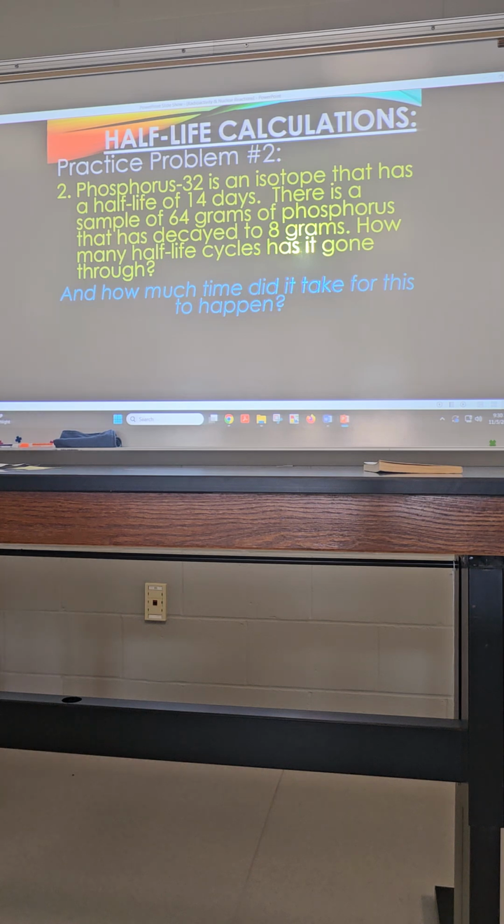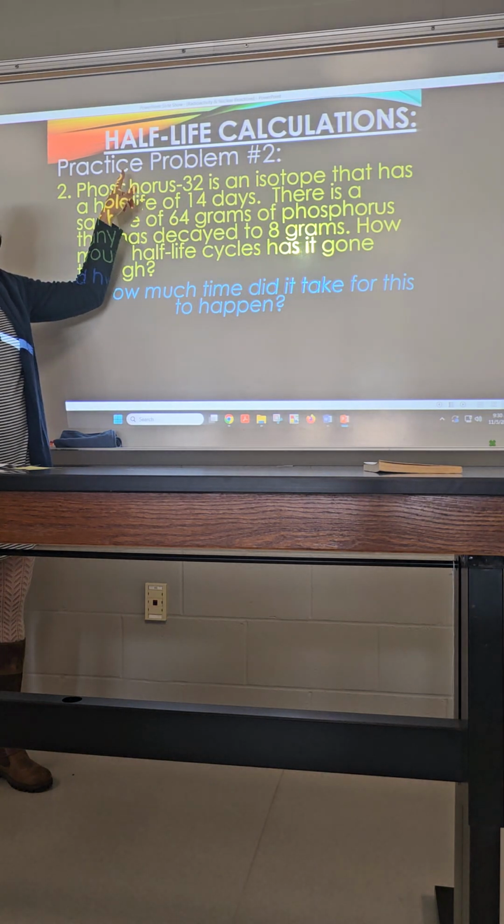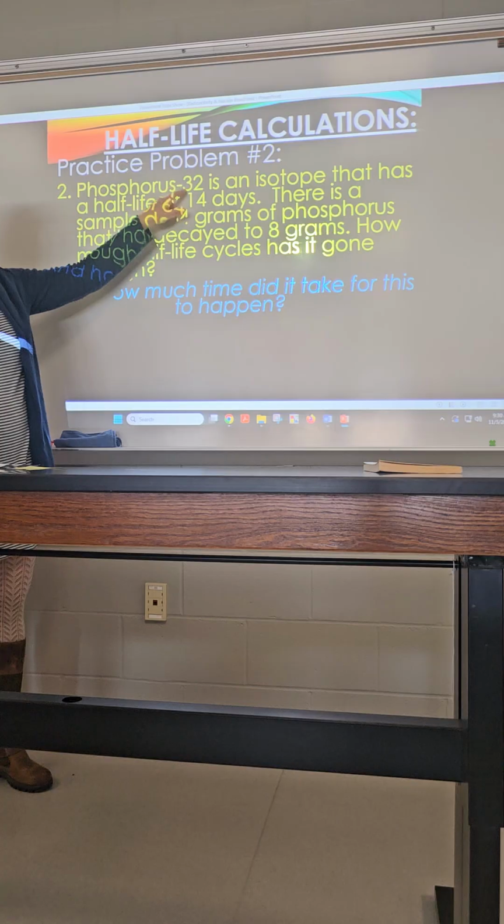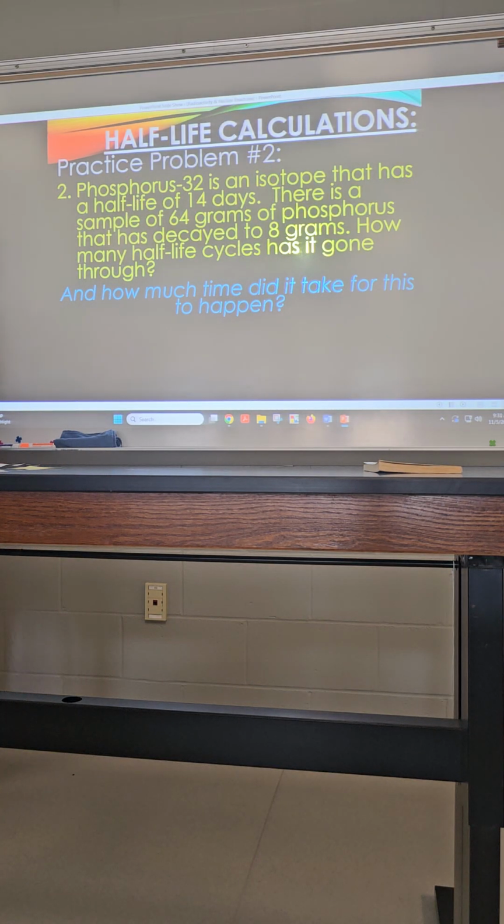Phosphorus 32 is an isotope that has a half-life of 14 days. There is a sample of 64 grams of phosphorus that has decayed to 8 grams. How many half-life cycles has it gone through, and how much time did it take for this to happen? So again, this is a 2-part question. That 32 again is not part of the math, it is part of the name. It is the name of the isotope for phosphorus. So it has a mass number of 32, and that's why we have that number there with phosphorus. So the first thing you have to do is solve part 1 first, then use that to solve part 2.